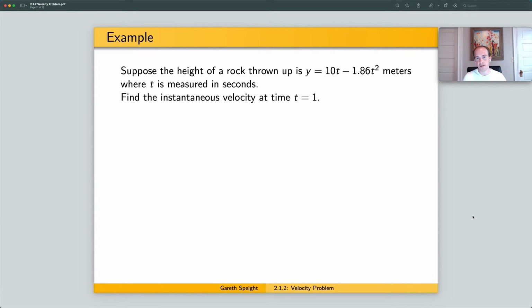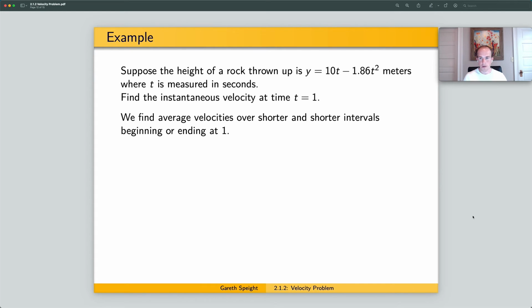So suppose the height of a rock thrown upwards is 10t minus 1.86t squared meters, where t is measured in seconds. Who knows if this actually corresponds to the real world, but it's just an example. Our problem is to find the instantaneous velocity at time t equals 1. If we go back to the algorithm we just talked about, we should find the average velocity over shorter and shorter intervals which start or end at t, in this case, starting or ending at 1.